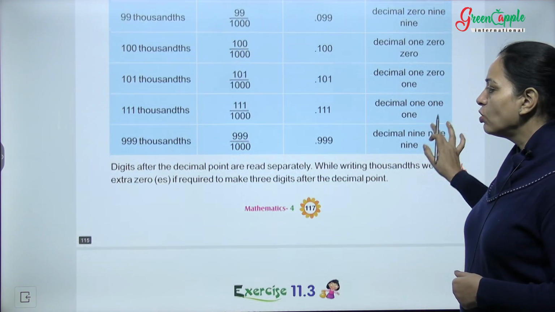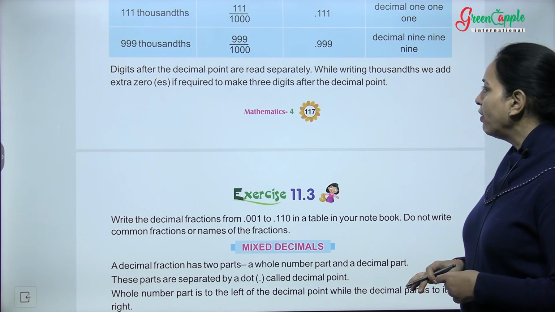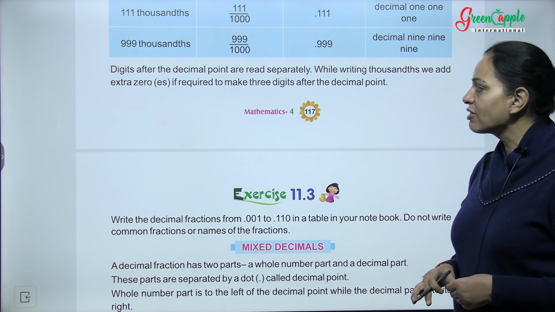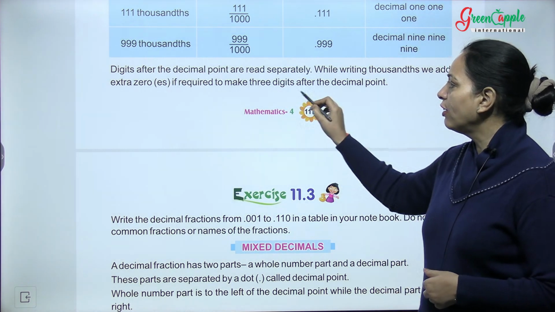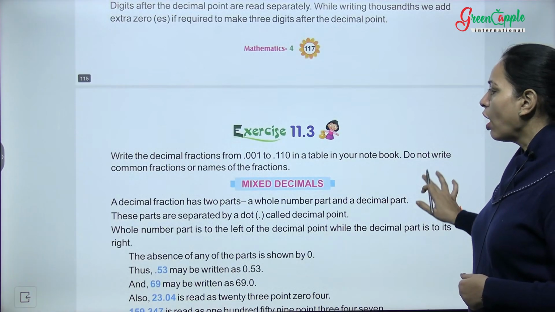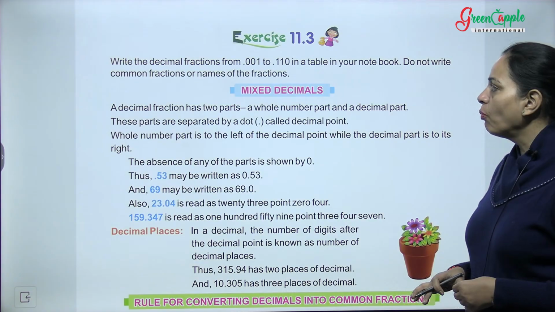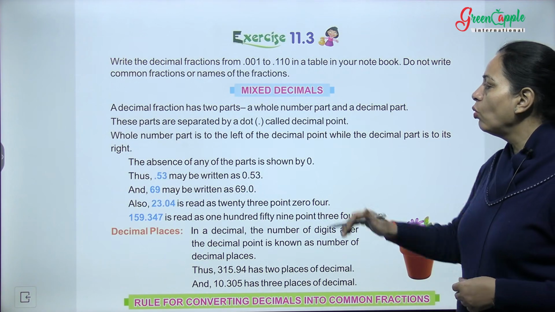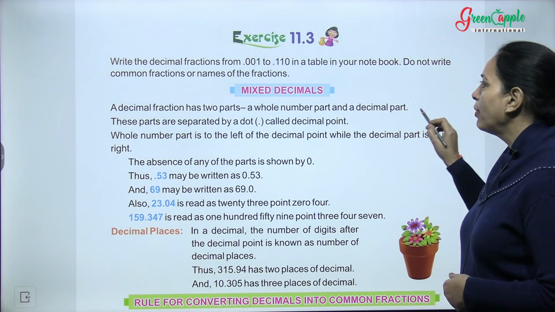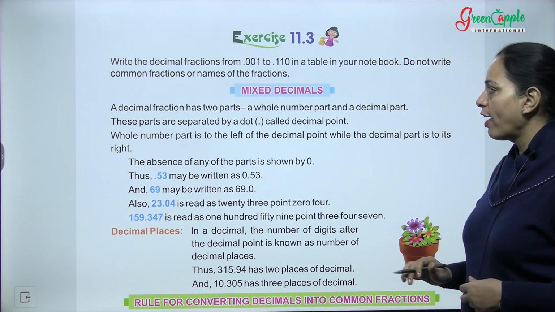So like this. So digits after the decimal point are read separately. While writing thousandths, we add extra zeros if required to make 3 digits after the decimal point. So now here exercise 11.3, write the decimal fraction from 0.001 to 0.110 in a table in your notebook. Do not write common fraction or names of the fraction.